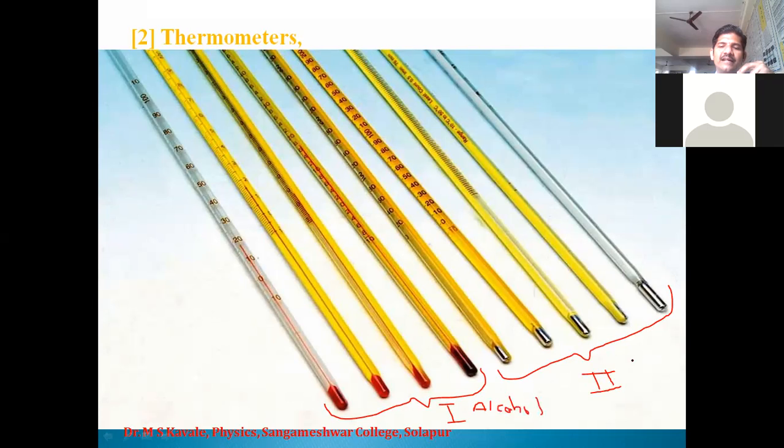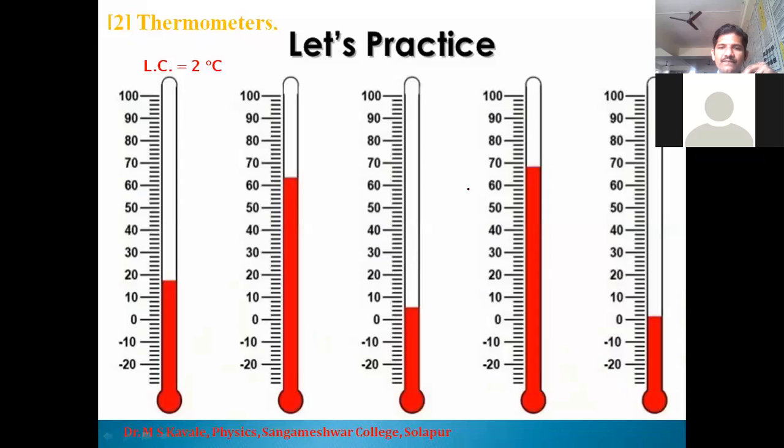And in category number 2, these are the mercury thermometers, mercury based. Mercury is filled inside the bulb of this thermometer. And here alcohol is filled for the measurement of temperature. And here you can observe the rise of alcohol inside the thermometer. Almost 18 degrees Celsius is the temperature in this thermometer. Now let us practice how to measure the temperature with the help of a thermometer.